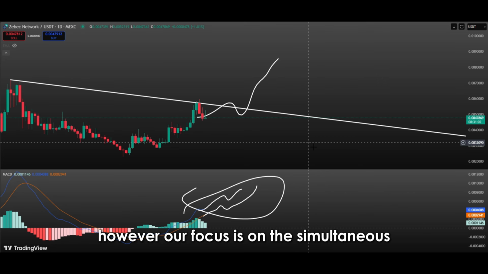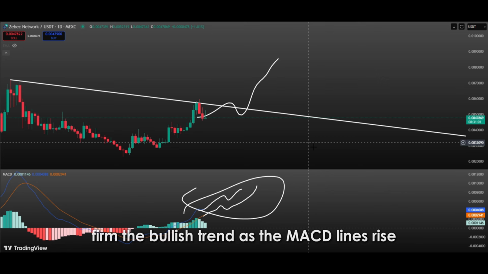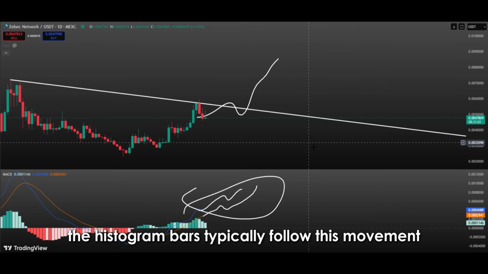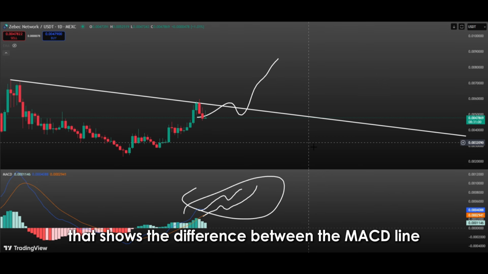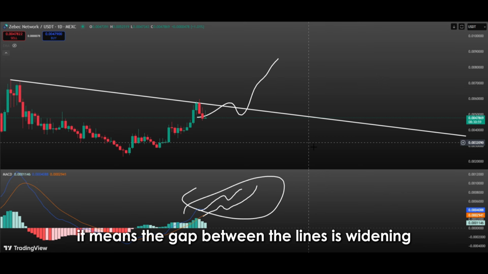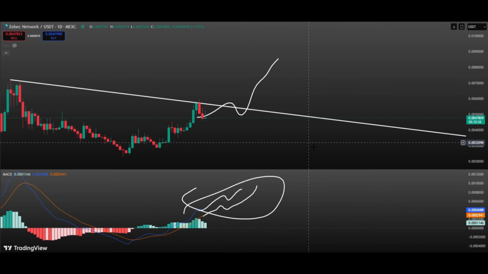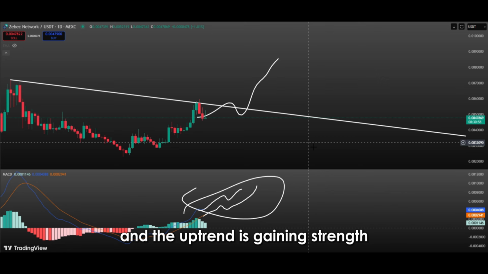However, our focus is on the simultaneous upward movement of both lines. This upward alignment and increasing positive difference between them confirm the bullish trend. As the MACD lines rise, the histogram bars typically follow this movement. The histogram is a bar chart that shows the difference between the MACD line and the signal line. If the histogram bars are growing above zero, it means the gap between the lines is widening and that the MACD line is pulling away from the signal line. This divergence generally signals that market momentum is accelerating and the uptrend is gaining strength.